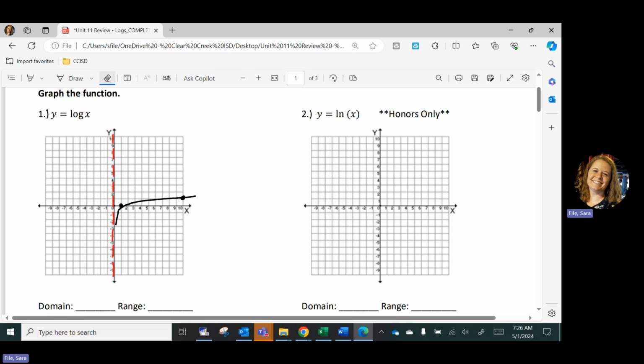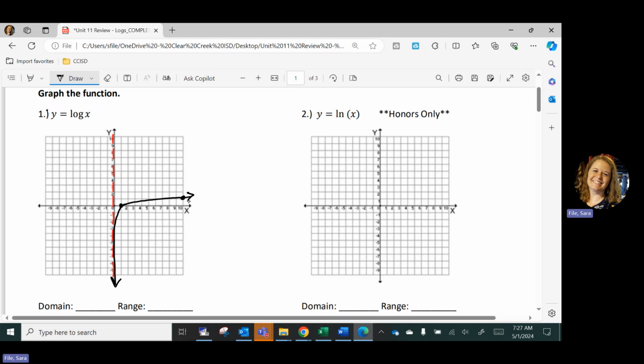That was terribly drawn. Let me try that again. So there we have our log of x. That's our common log. Okay, so that's our general shape. Now remember your transformation rules. That'll shift around, up, down, left, right, stretch, compress, reflect, all that jazz, same as any other function.